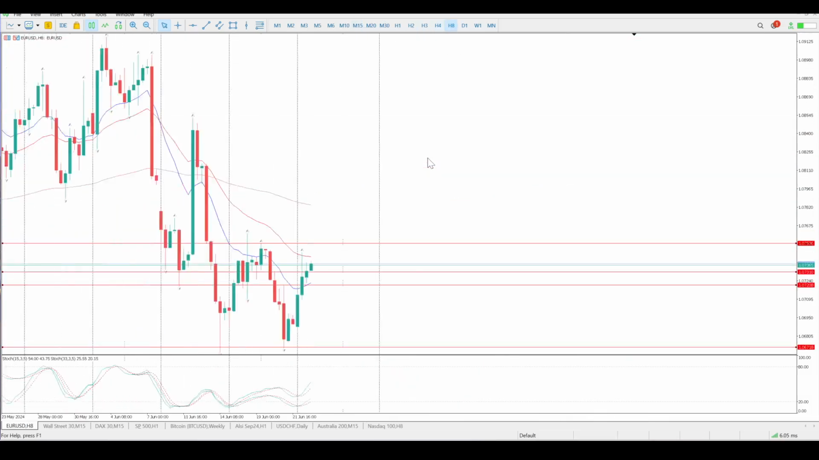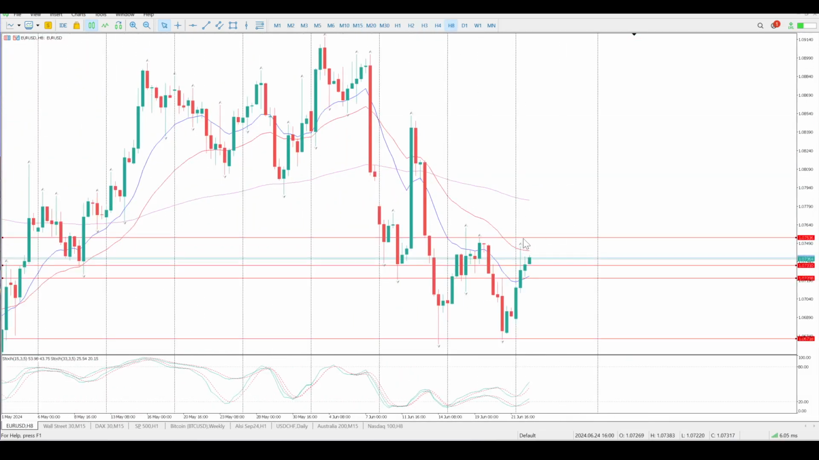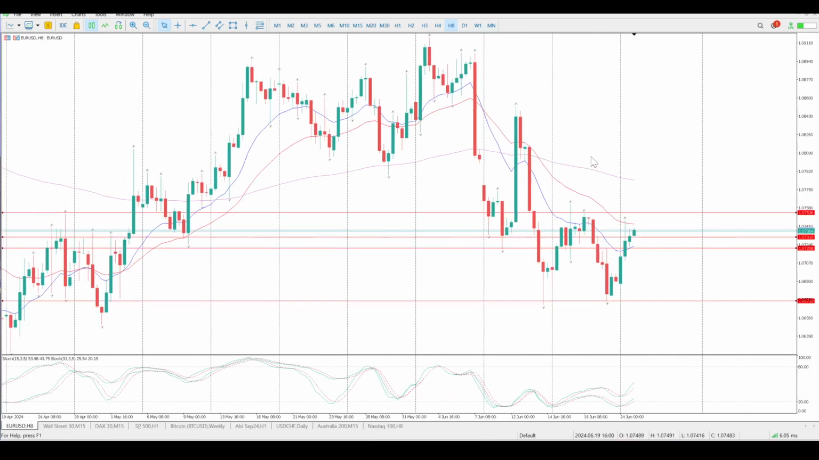Now, just bear in mind that this level here is crucial, 107.536. So, that is your take profit area as well. But once we're above it and we start building a base there, then you've got a setup for longer term longs. And that's kind of what we're waiting for at the moment.